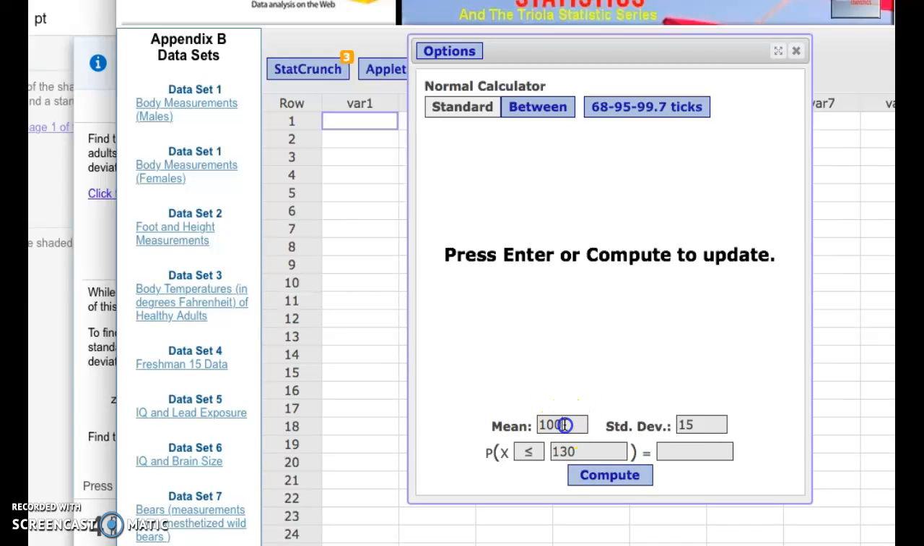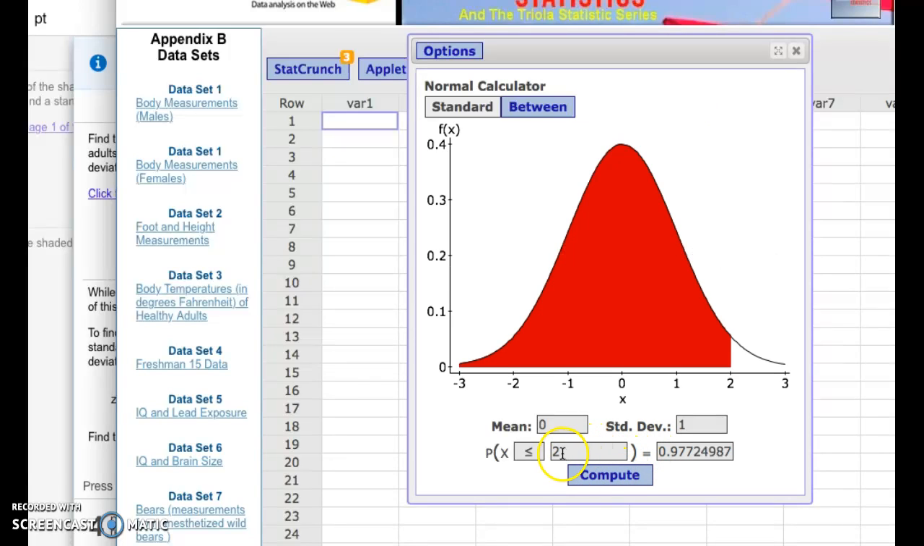I'll convert this back to a standard normal with a mean of 0 and a standard deviation of 1. Now here is where I'd like to convert this 130 to a z-score, so I'll let the computer do that. Take that out, and I'll put this probability right back in there because that corresponds to the same probability under the distribution as represented with those x's. I compute, and my z-score is now 2.